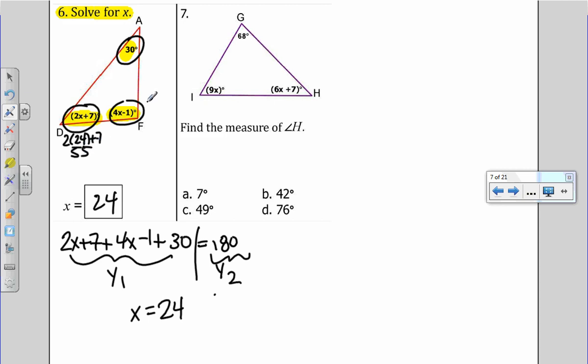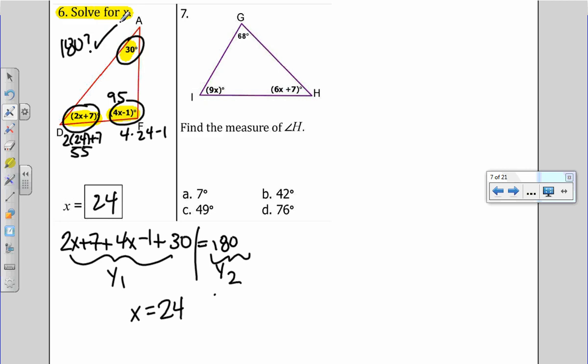Angle F is 4 times 24 minus 1. This is 95 degrees. And then we know the third angle is 30, so add them up together. 55 plus 95 plus 30. Do you get 180? You should.